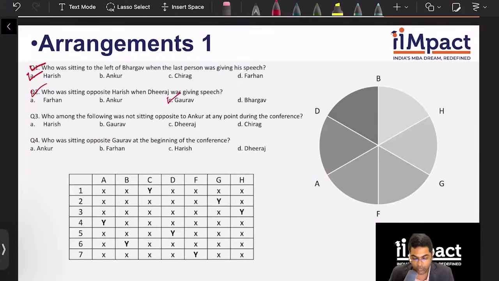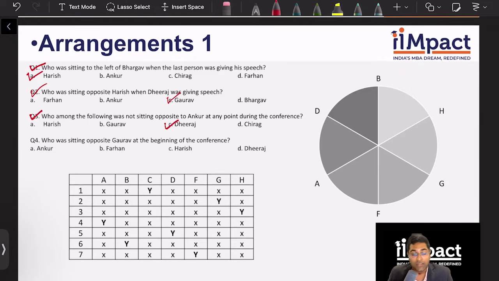Question number 3. Who among the following was not sitting opposite Ankur at any point during the conference? Okay. So we have Harish. Of course, Harish was sitting opposite Ankur. Yes, guys. I know you know the answer, right? So Harish was sitting opposite, and then Ankur went to a position, and then that position was changed. And therefore, I know the clear answer for this question is going to be Dheeraj. I hope I'm right.